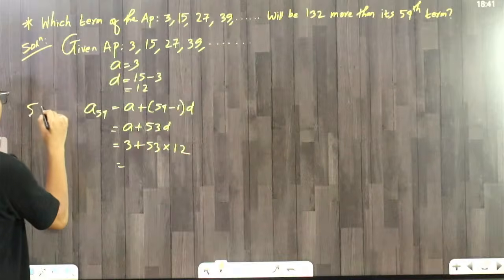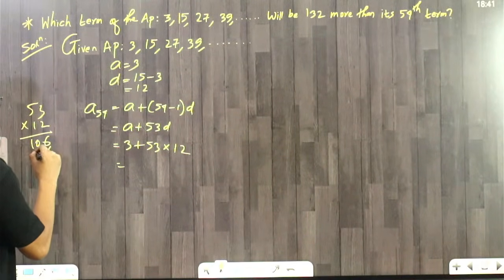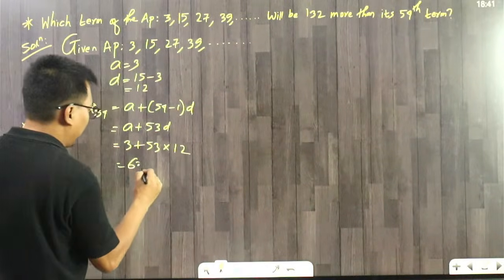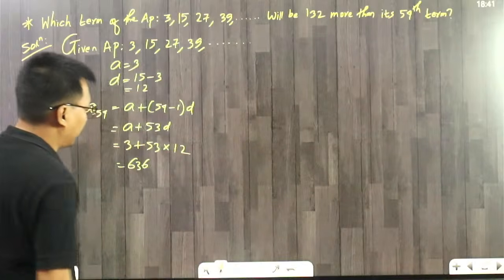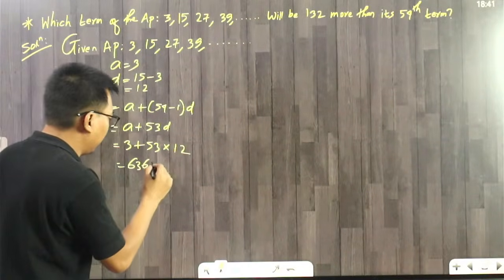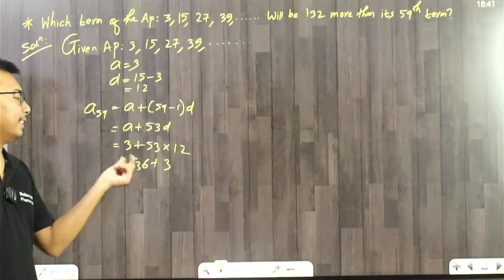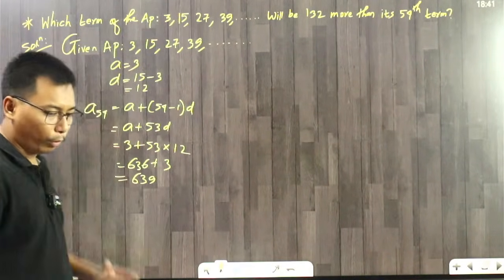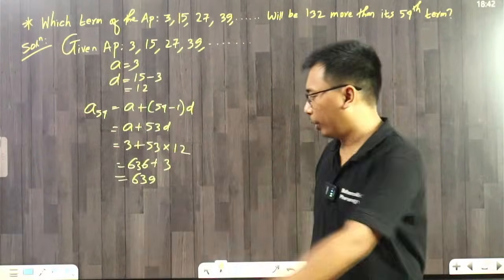So let's find out. 53 into 12 is 636. 636 plus 3 will be 639. So this is our 54th term. 639 is our 54th term.